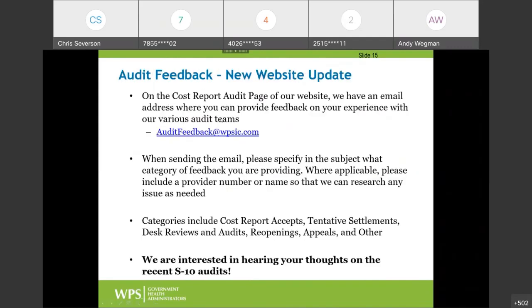And let's see. So now, another thing I just wanted to mention here was, and this is something we had last year as well, we have an audit feedback email address. This is for a lot of things other than just S-10, but feel free to share any comments or any feedback with a particular audit or desk review or acceptability. There's the email address to use, and we can use that for S-10 audits as well.